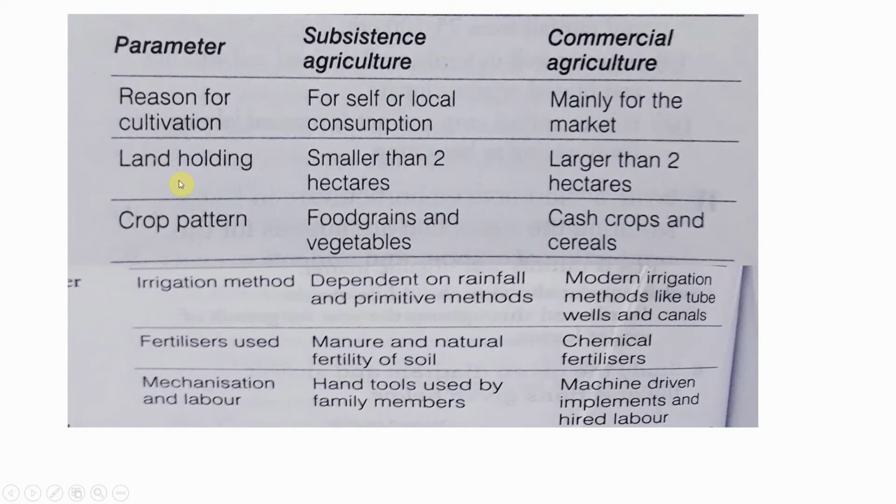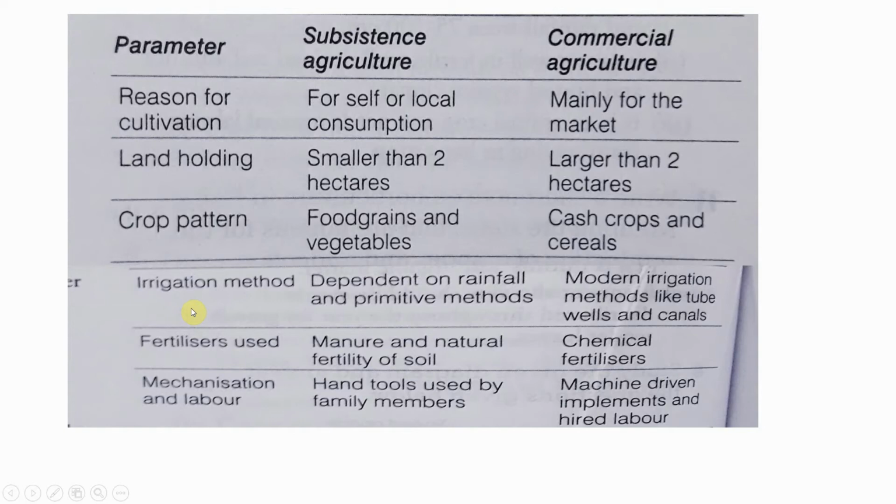Second parameter is land holdings. In subsistence farming, the land holdings are small. Generally, they are smaller than 2 hectares. Whereas in commercial farming, the land holdings are large, generally larger than 2 hectares. Then, according to the crop pattern, generally in subsistence farming, food grains and vegetables are grown, whereas in commercial farming, cash crops and cereal crops are grown.